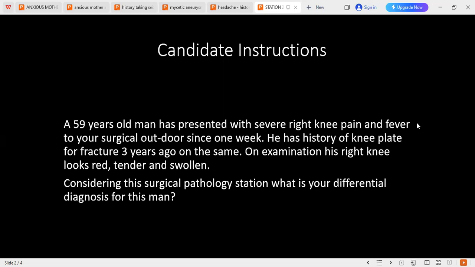If you've read and understood this surgical pathology station, please tell me what differential diagnoses you'll consider for this case? Okay, I have some differential diagnoses. They include septic arthritis or osteomyelitis, osteoarthritis, gout, pseudogout, or hemarthrosis, or maybe a tumor.